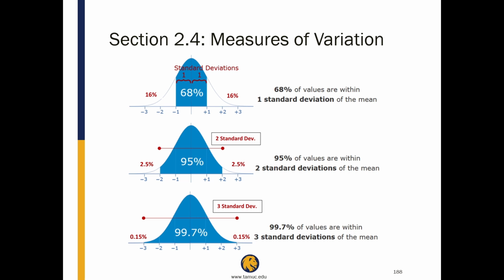So here's a summary of the standard deviations in our bell-shaped curve and what percentages we have inside and outside. 1 standard deviation, 2, and 3. This is available in my slides posted online if you'd like to go back to it and refer to it for any other calculations we may need to do.